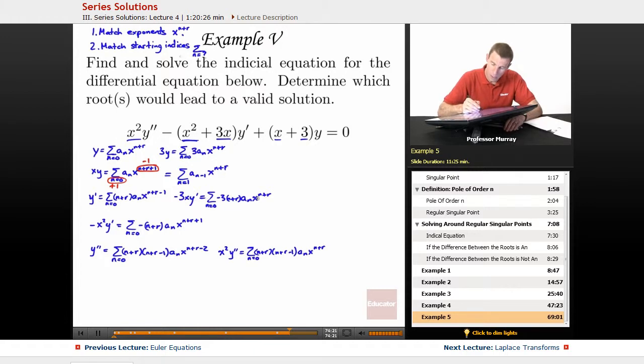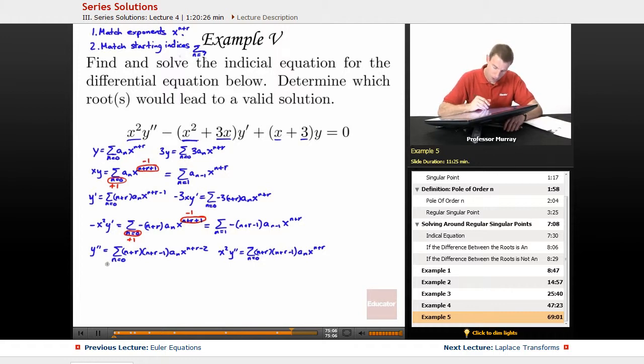And now let's look at y. My 3x y prime looks pretty good. I've got x to the n plus r there. That's looking good. But my x squared y prime has an x to the n plus r plus 1, so I've got to fix that one. Fix it the same way. I want to lower that n by 1, which means I have to raise that n by 1. So let me go ahead and do that. I have the sum at n equals 1. Now I've got to lower all of these n's, so minus n plus r minus 1, a n minus 1, and now I can lower the exponent, x to the n plus r.